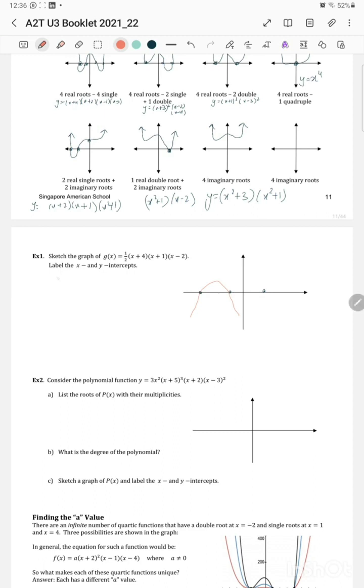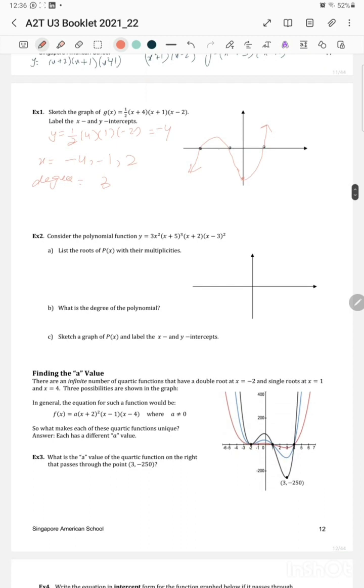For the y-intercept, we need to put x = 0. So x is equal to -4, -1, plus 2, y is equal to -4, degree is equal to 3, and the leading coefficient is positive, so increasing trend.